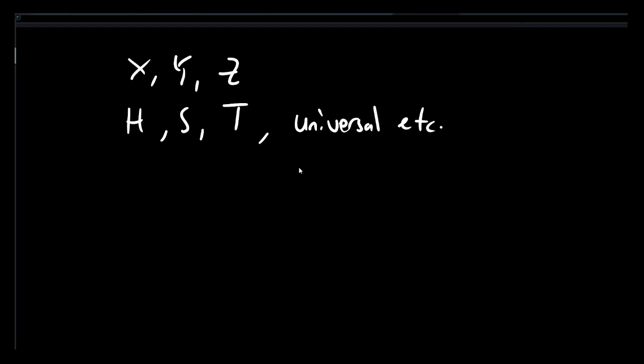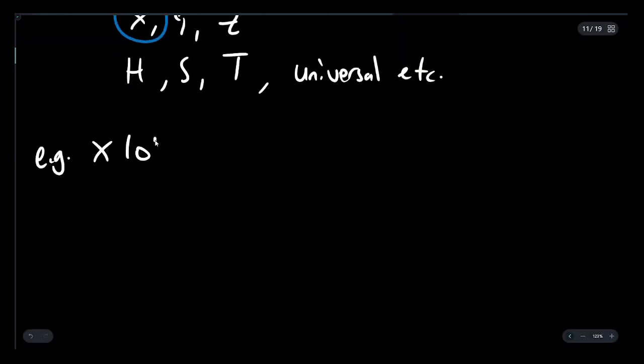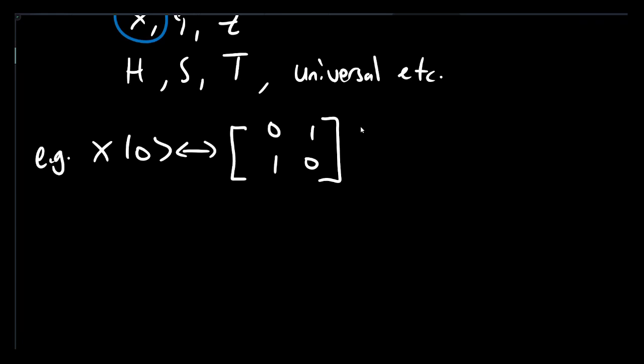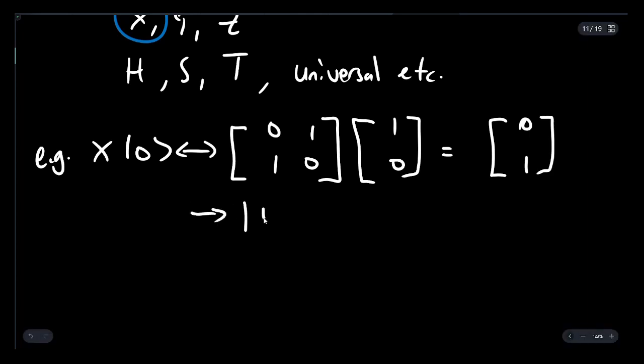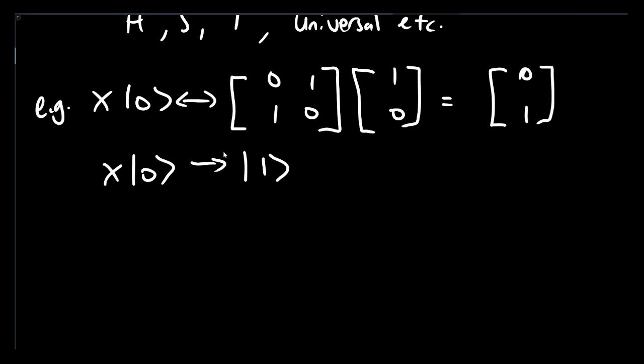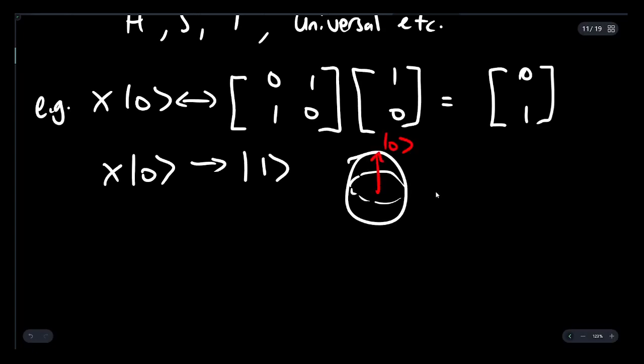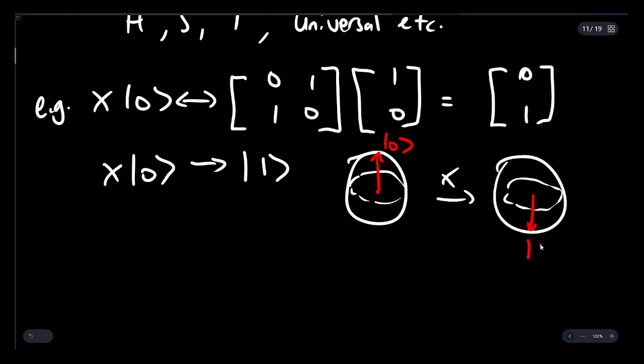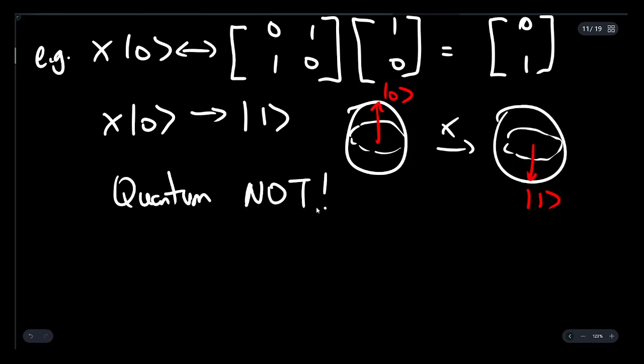As an example, let's apply the X gate to the 0 state. As we know, the Pauli X operator has this form, and the 0 eigenvector is this. Performing the multiplications, we obtain the 1 eigenvector. We have thus found the quantum equivalent of the classical NOT gate, or the bit flip.